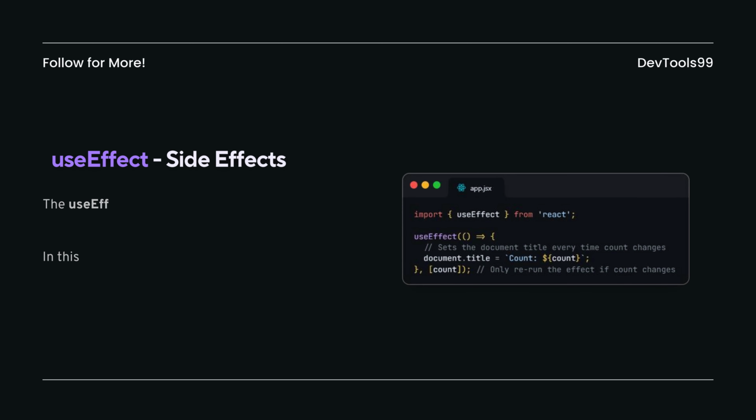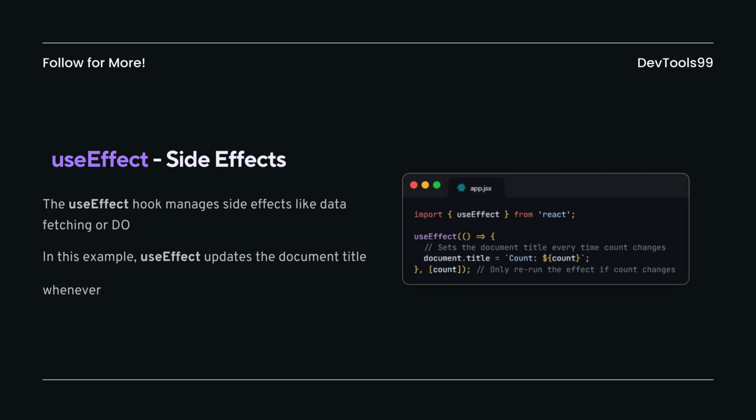2. useEffect, Side Effect. The useEffect hook in React is used to handle side effects in your components, such as data fetching, event listeners, or DOM updates. Side effects are operations that can affect other parts of the app and don't directly involve rendering the UI. With useEffect, you can specify what should happen after the component renders. In this case, you might use it to update the document title whenever a state value like count changes. By passing count as a dependency, you ensure that the effect runs only when count is updated, making your app more efficient.